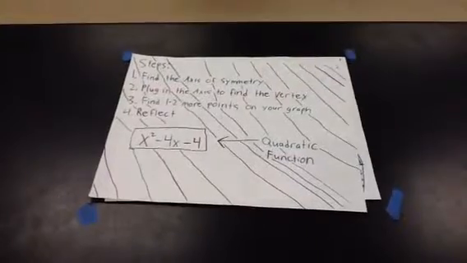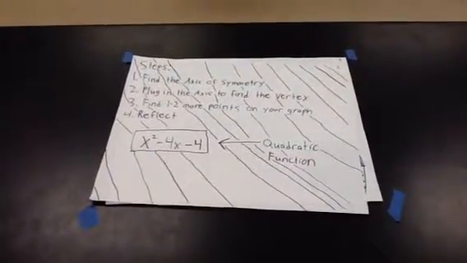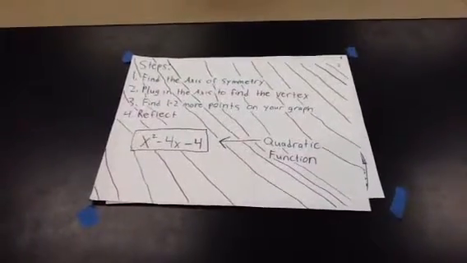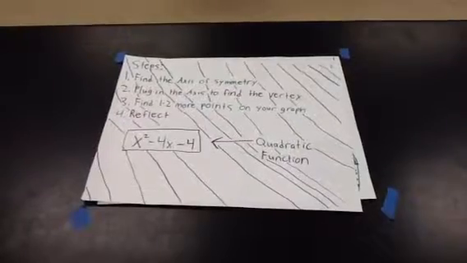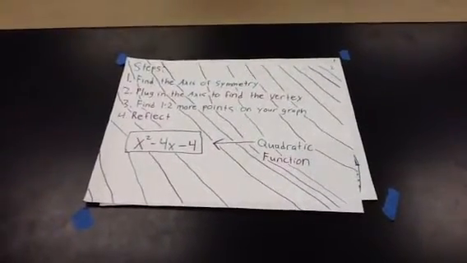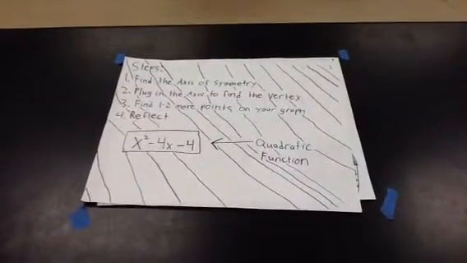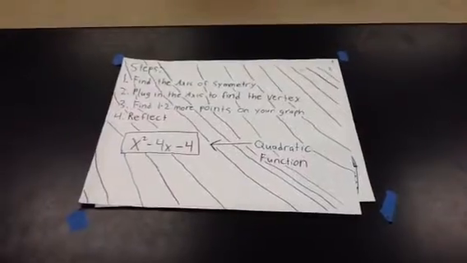Alright, so to solve a quadratic equation by graphing, you're going to need to follow these simple steps. Number one, find the axis of symmetry. Number two, plug that axis back into the equation to find your vertex. Number three, find one or two more points that you can graph, and then you're obviously going to reflect that to the other side, which is step 4.